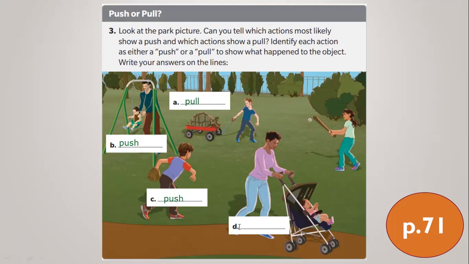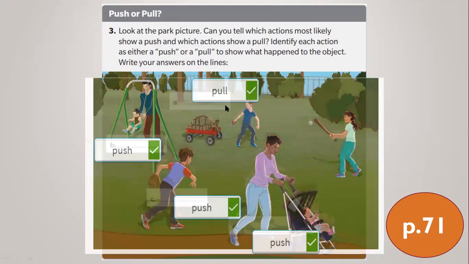Excellent. And this woman moving the baby stroller is pushing it as she's moving it away. So away is push, close is pull. This is in page 71. Pull, push, push, push.